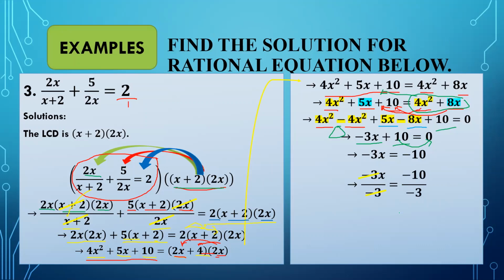So we cancel negative 3 on this side. We have the final answer: x equals 10 all over 3. Why 10 over 3? Since negative divided by negative is positive. That is the rule in dividing or multiplying. Negative times negative is positive. Negative divided by negative is positive.